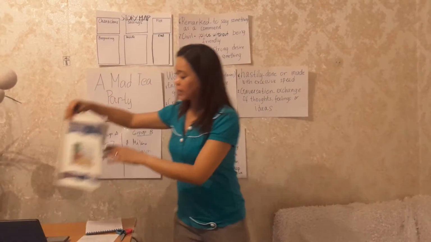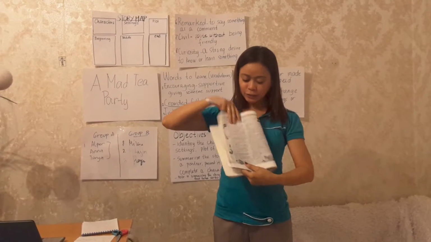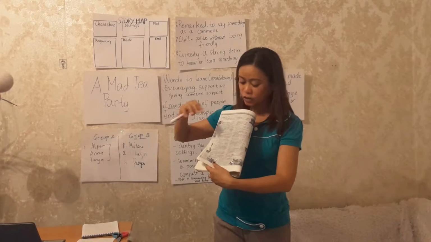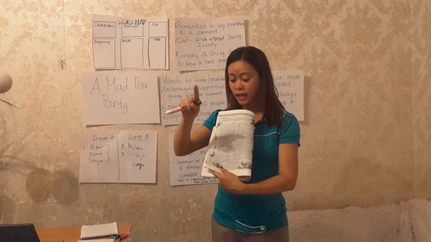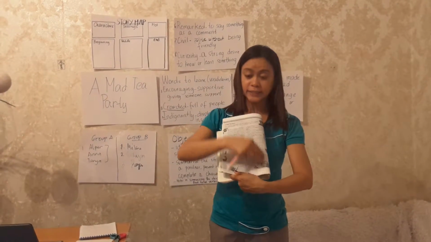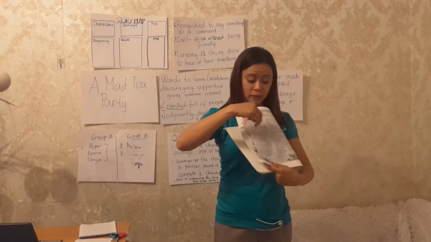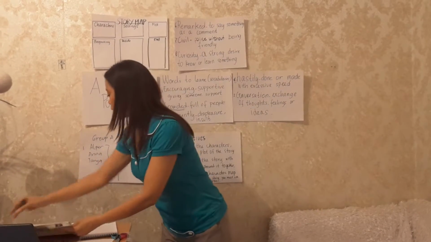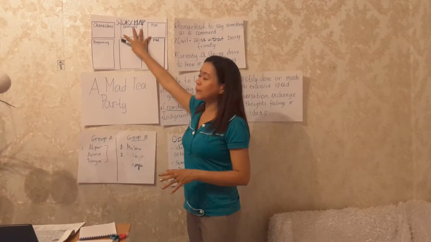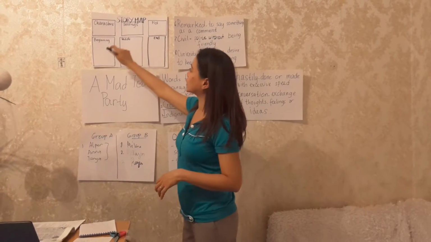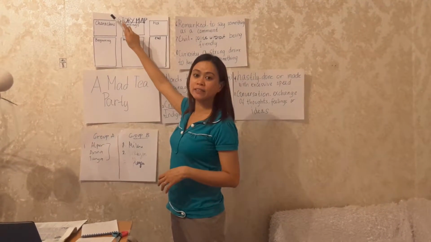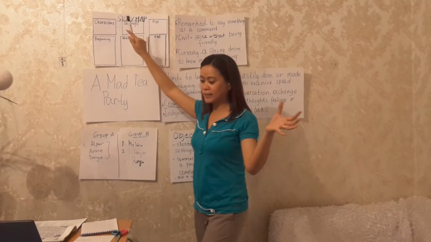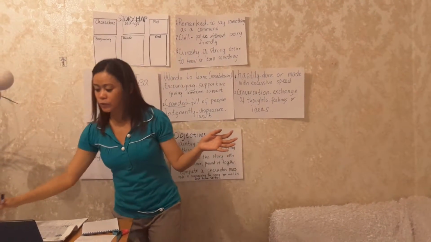After rereading the story, after reading the first half, Group B will exchange with Group A. You, Group A, will now read the second half, and you, Group B, will read the first half. After that, you are going to complete the story map. You are going to identify the characters. You know who the characters are, right? I already discussed this with you yesterday.